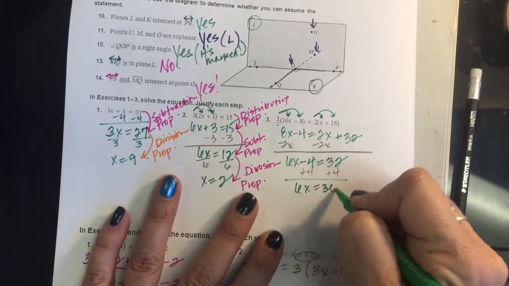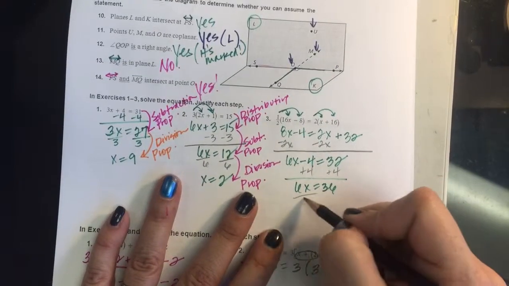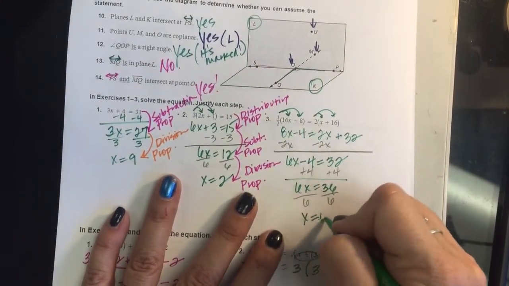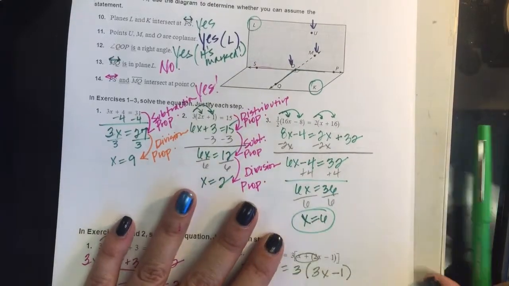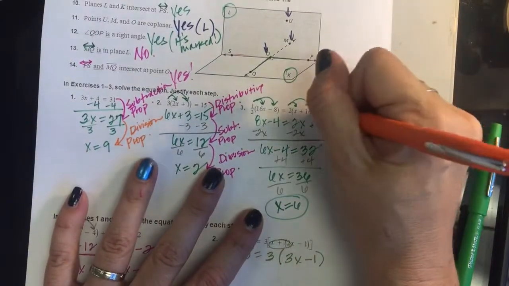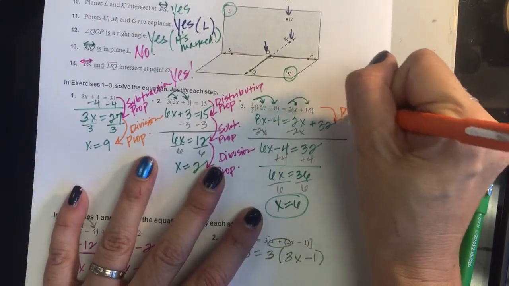6x equals 36. Then I'm going to divide by 6. And x is 6. Now again, you could have solved this in different ways. Just make sure that your steps and your naming of your properties matches the work you did. Everyone's first step should have been distributive property.